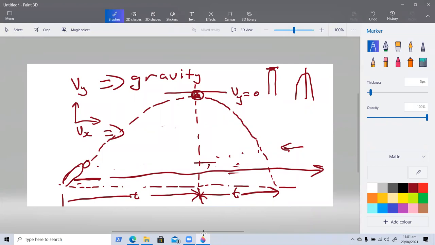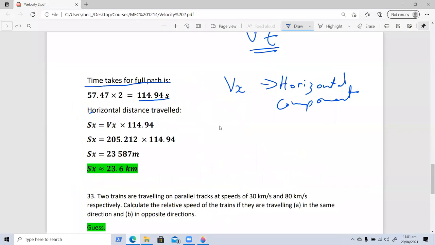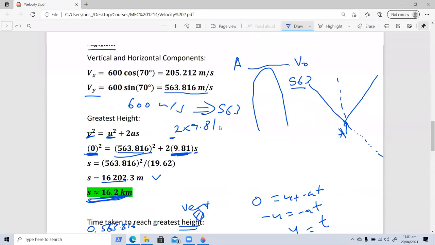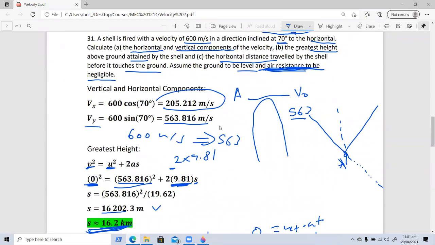But because it goes up and comes down, because of its vertical component, it's going to stop when the vertical component causes it to crash down, right? Because of gravity pulling it down. But gravity, again, is only going to affect the vertical component. So that same Vx times the time, which is 114.94, the horizontal component is 205, back up from when we find it here.